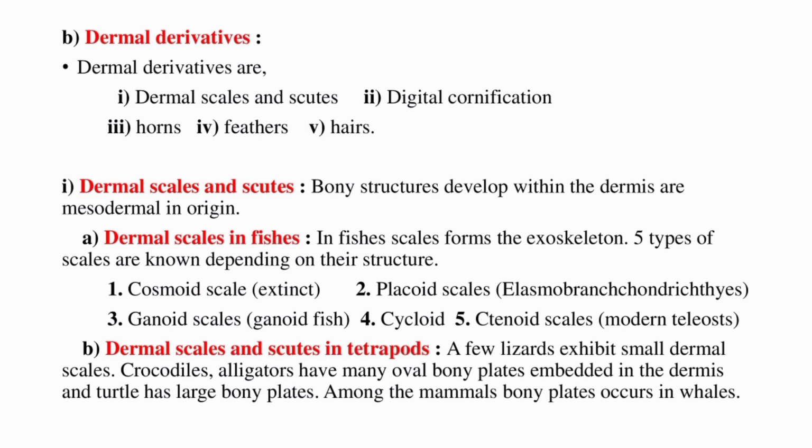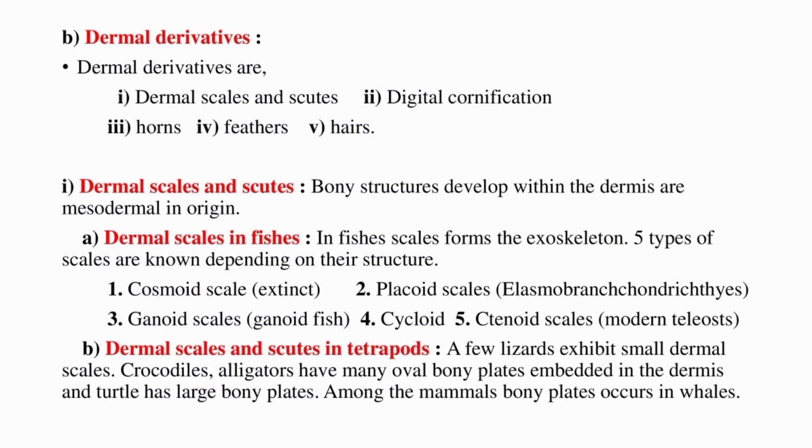Five types of scales are known depending on their structure. First one, cosmoid scale, placoid scales, gonoid scales, cycloid scales, and ctenoid scales. Dermal scales and scutes in tetrapods. A few lizards exhibit small dermal scales.